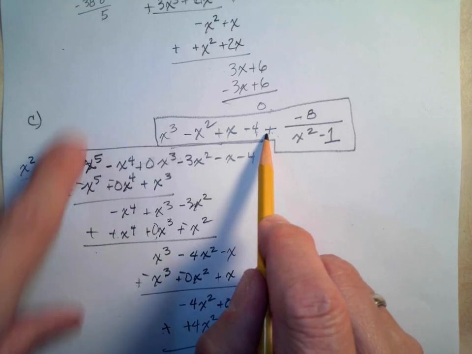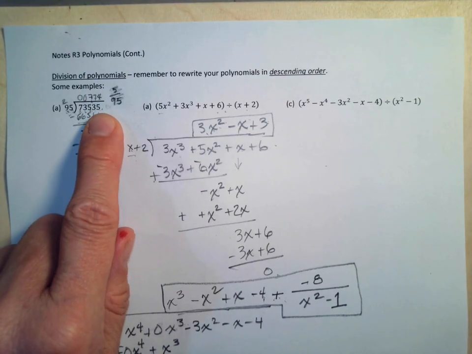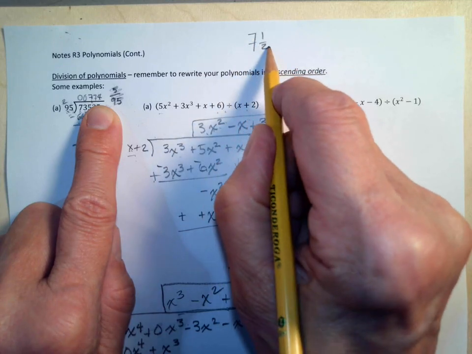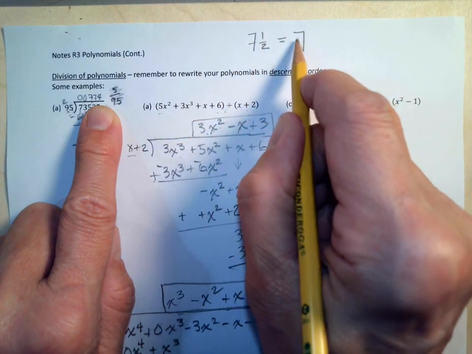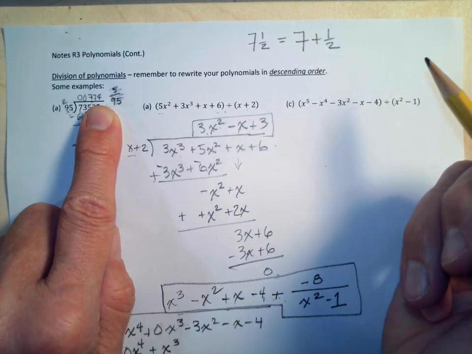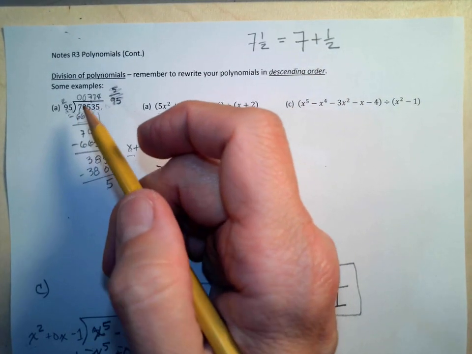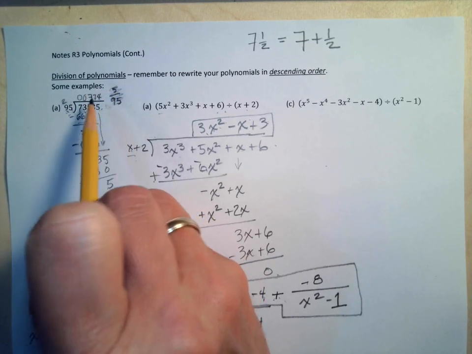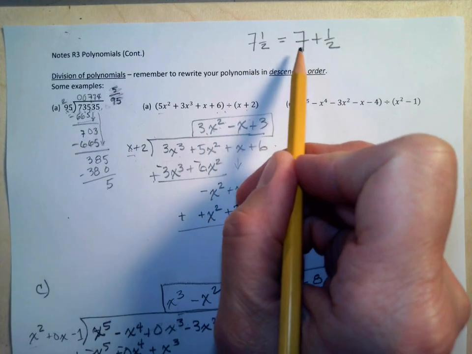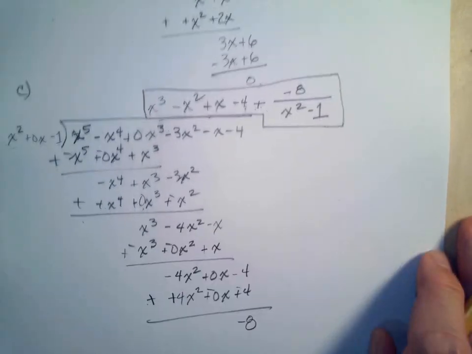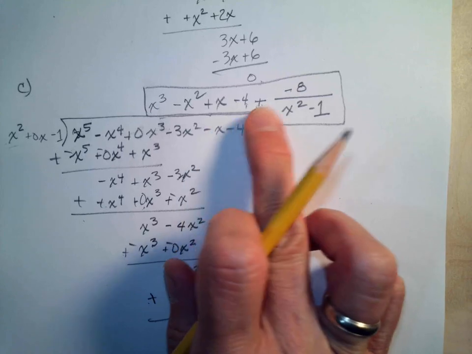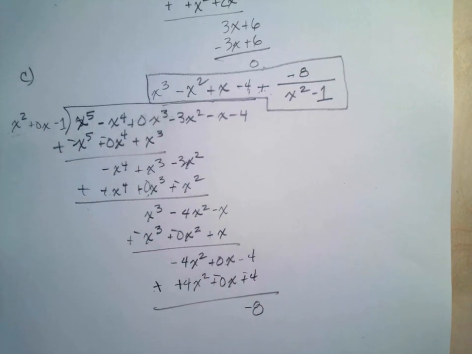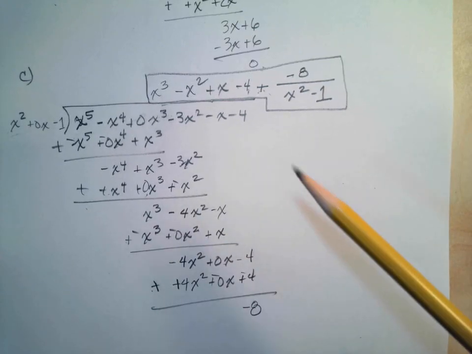Now, why is it a plus here? I mean, up here, when we did this long division, we wrote it as a mixed number. But what is 7 and a half? That's mathematically really 7 plus 1/2, isn't it? So we write a mixed number just with the whole part and then the fraction next to it, but that really is the same thing as 7 plus 1/2. And so that's really what we do here. It's this polynomial plus the remainder over the divisor, what we're dividing by. Okay? All right, so that's that.